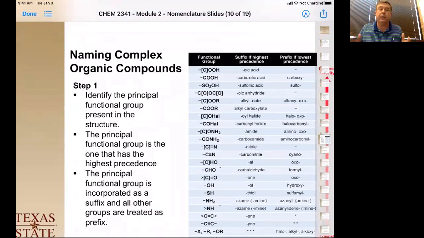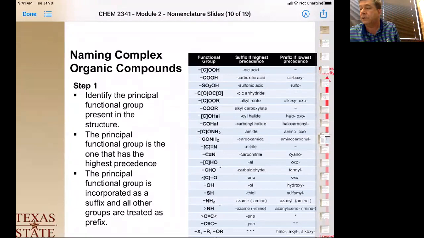Okay, so we have all these rules now, right? We have these rules in our order about naming things and nomenclature. And if you go to the thing on the Canvas site, it actually has a step 0. Step 0 is identify the functional group, okay? Because the functional group actually names the compound, and it's by the priority of that functional group.